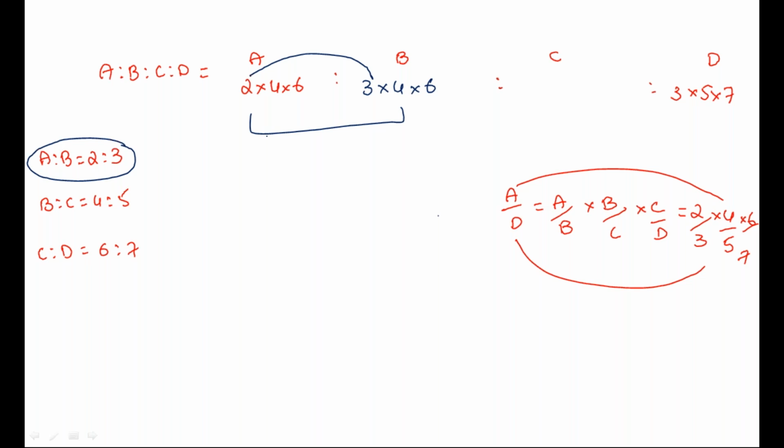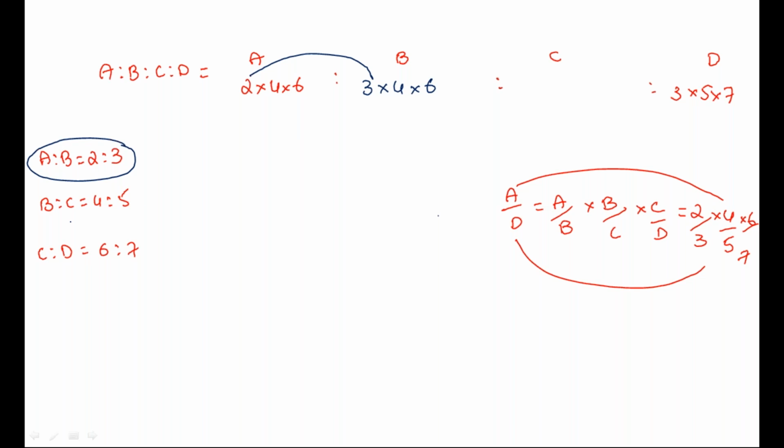If A is 2 into 4 into 6, then you should write B as 3 into 4 into 6. Why you should write B as 3 into 4 into 6 is, we know already A and B is in the ratio 2 is to 3. Is it or not? If you want to maintain 2:3, if you write A as 2 into 4 into 6, you should write B as 3 into 4 into 6.